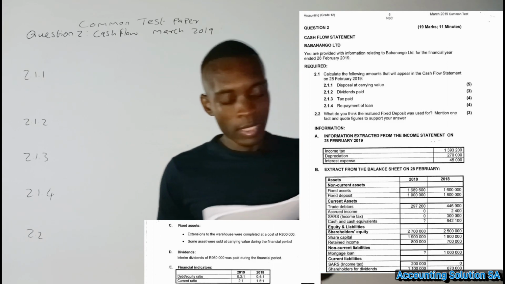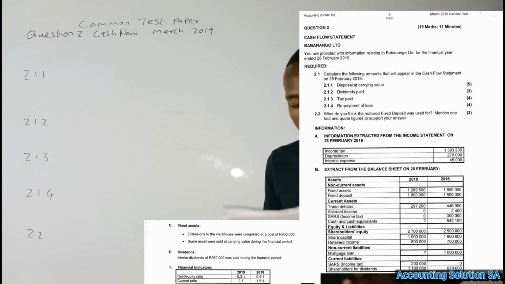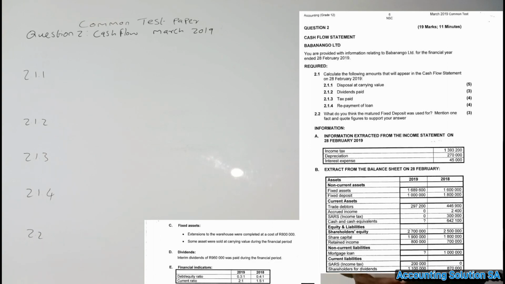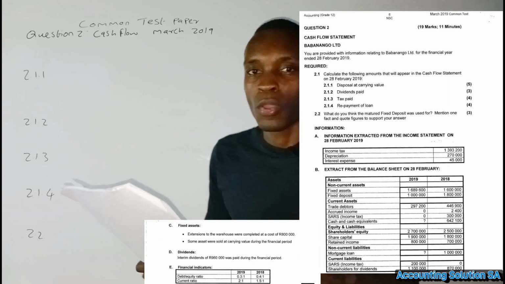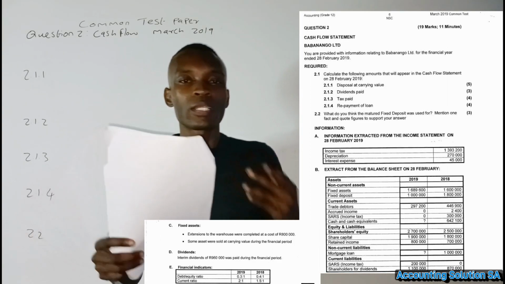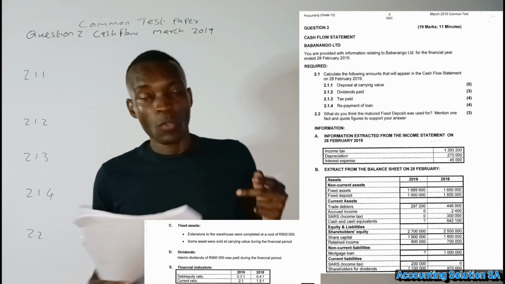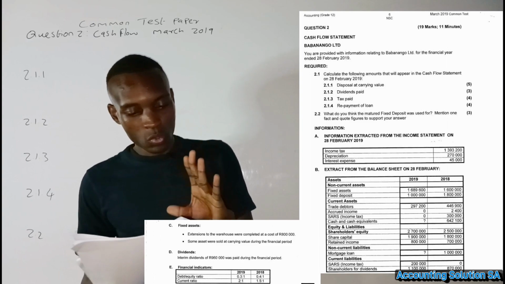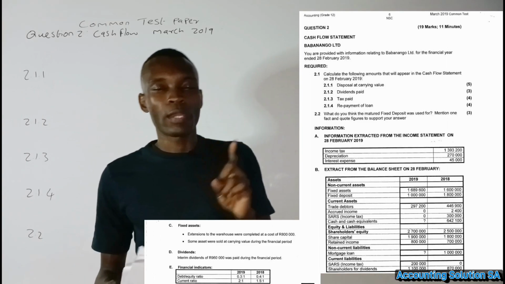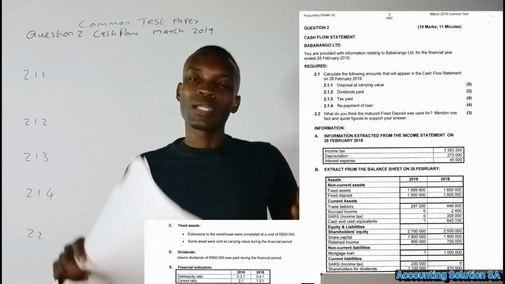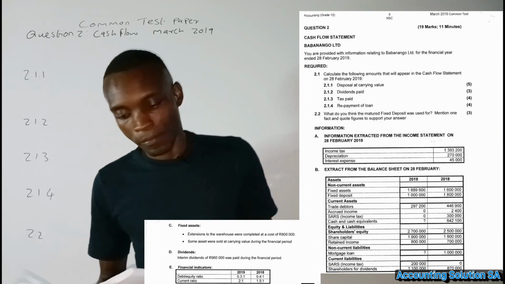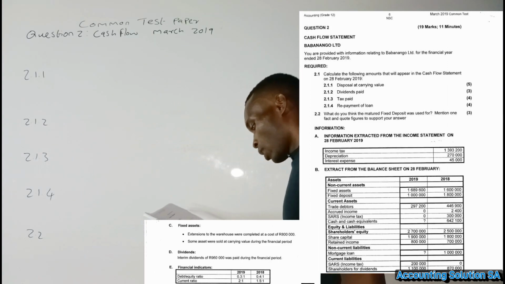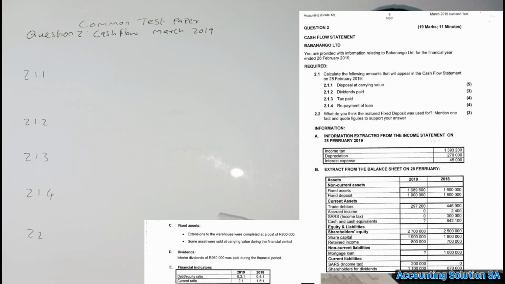Now let's try to attempt 2.1.1, disposal at carrying value. When we talk about disposal at carrying value, it simply means that we want to see how much we receive when we sell an asset. So this is what we are going to do under 2.1.1. Remember, in cash flow we only include cash items. Now let's check our information and see if we have any information that can give us an answer.